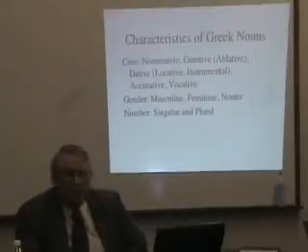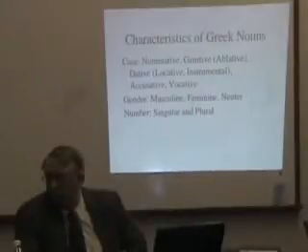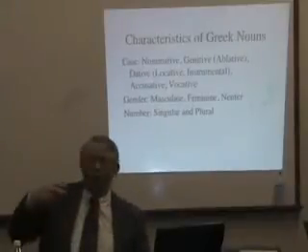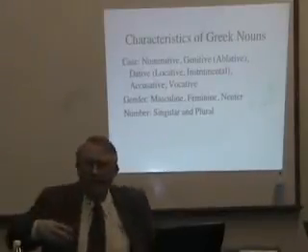Two numbers. Hebrew, how many numbers are there? At least 3. Singular, plural, and dual, for two. And they oftentimes in Hebrew, two eyes, two ears, two tongues, no.